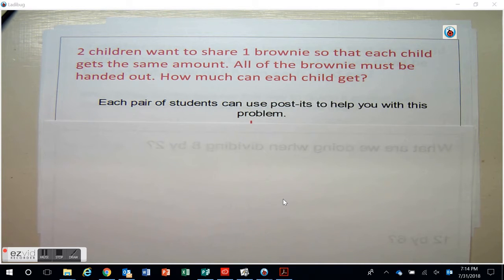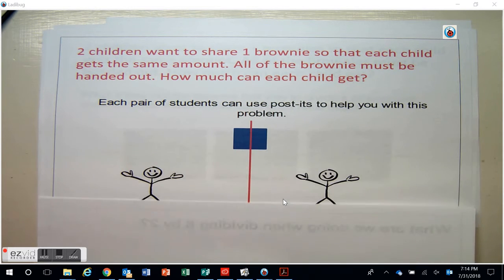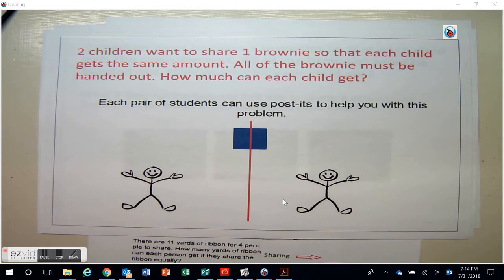Let's continue. Suppose you have 2 children this time and they want to share 1 brownie. How much would each child get if they want the same amount? 2 children want to share 1 brownie so that each child gets the same amount. All of the brownies must be handed out. How much can each child get?